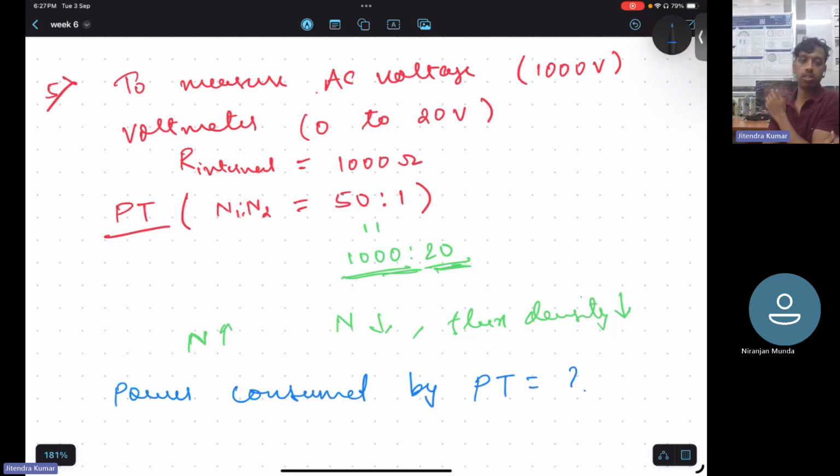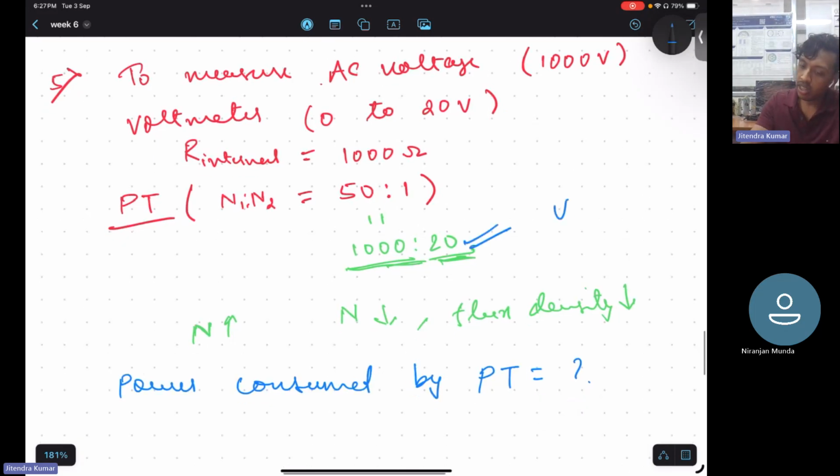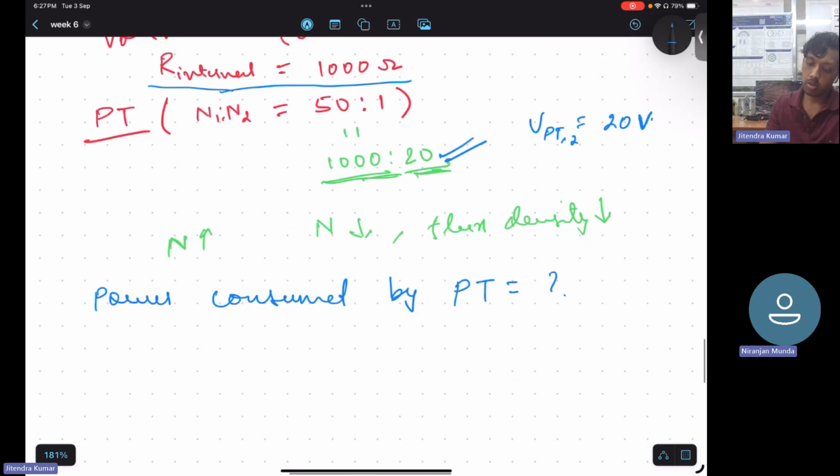We have to find out this. Okay, so how to find out? The potential transformer will obviously be connected on the secondary side, on 20. So V of the potential transformer secondary side will be 20 volt, and the resistance of the potential transformer is given. So we take V square by R. So 20 square by 1000, so it is 0.4 watt.